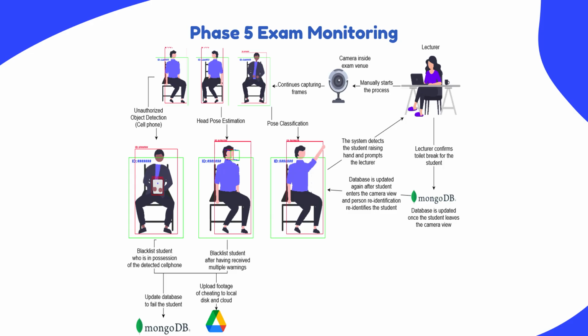In the final phase, the system performs exam monitoring. The system automatically detects cheating by cell phone detection and head pose estimation. Pose classification is also used to detect hand raises. By default, a hand raise is associated with asking permission for a toilet break. The database is updated if cheating is detected or a toilet break event occurs.